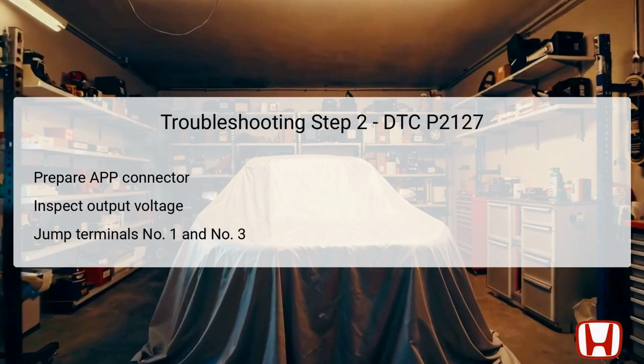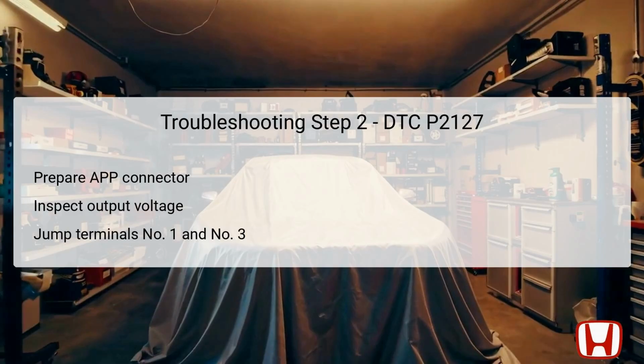The second troubleshooting step involves checking the APP sensor's output voltage, which requires preparing to inspect the APP sensor connector. Firstly, disconnect the APP sensor connector, which typically has 6 pins, 6P. Using a jumper wire, connect terminals number 1 and number 3 on this connector. After establishing that connection, turn the vehicle to the on mode again. Subsequently, confirm the HDS reading for the APP sensor B voltage. Normal operation should indicate a voltage reading exceeding 0.2 volts.